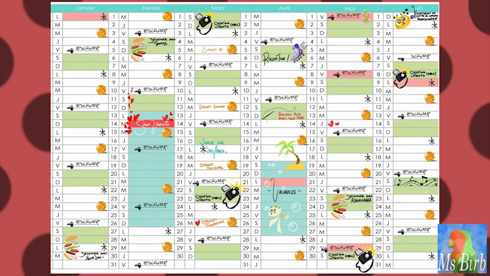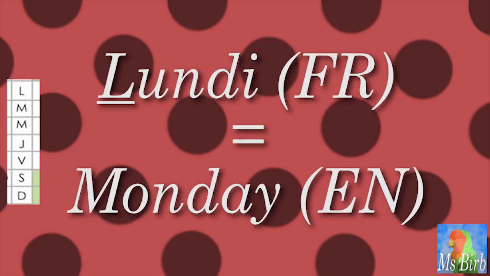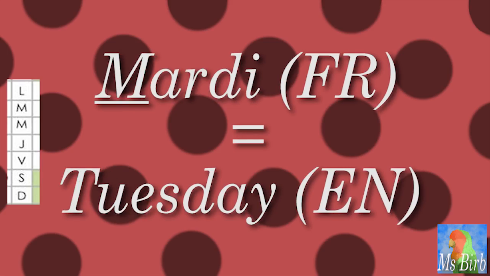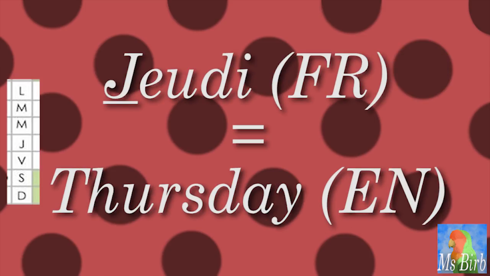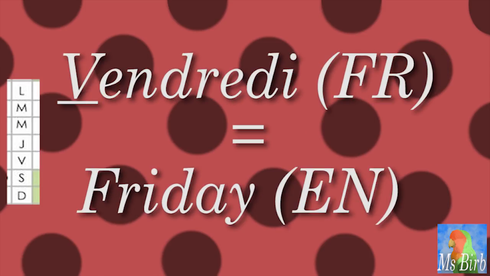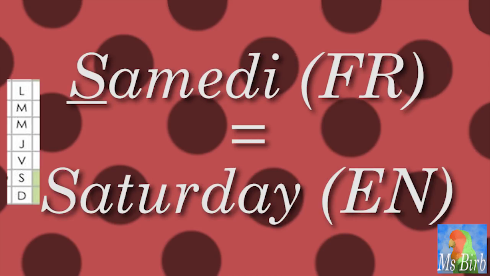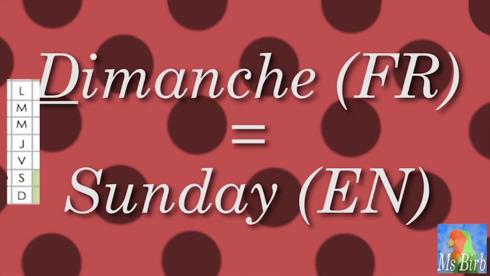The days of the week use the first letter of the day. So seeing as these are the French days of the week, I'll just explain it for you guys so that you know what it is. L stands for lundi, or Monday. M stands for mardi, or Tuesday. And there's also another M, mercredi, which is Wednesday. J is for jeudi, or Thursday. V is for vendredi, which is Friday. S is for samedi, which is Saturday. And D is for dimanche, Sunday.